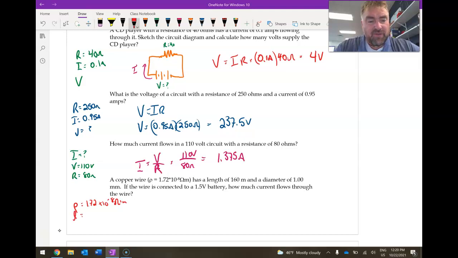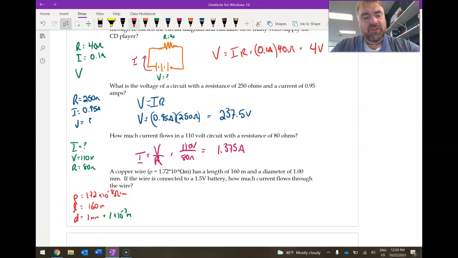We know we have a length of 160 meters, and a diameter of 1 millimeter. Immediately I go, ooh, that's not good. I live in an MKS world, so I have to change that into meters right off the bat. So I went 1 times 10 to the negative 3rd meters. The other thing they tell us is that we have a voltage of 1.5 volts. And they want us to find the current. So I equals question mark.